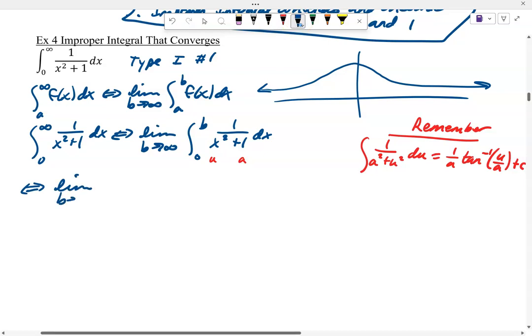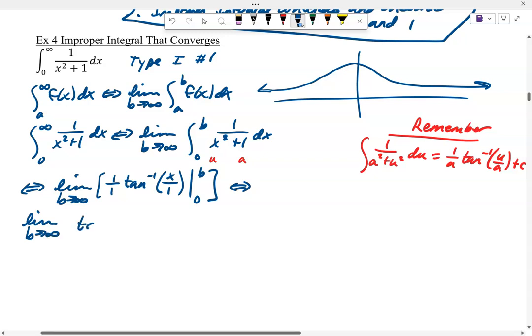the limit as b goes to infinity of 1 over a, arctangent of u over a, and then from 0 to b. And so we've got the limit as b goes to infinity of the arctangent of x from 0 to b. And so we've got the limit as b goes to infinity, the arctangent of b minus the arctangent of 0.